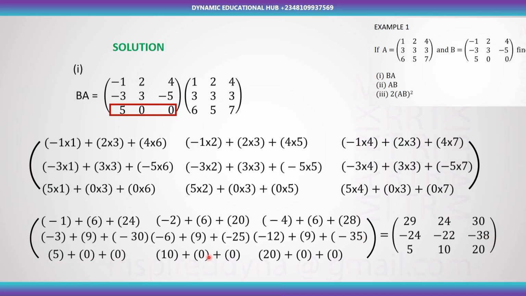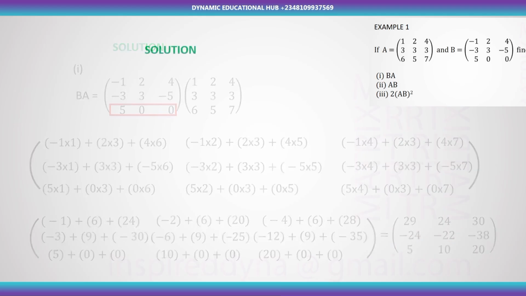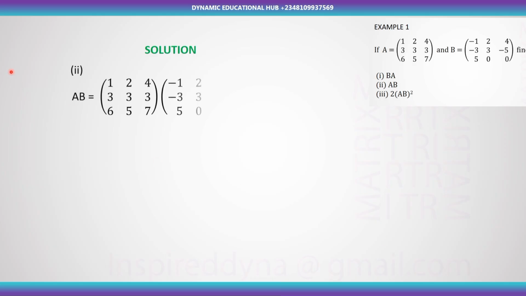5 plus 0 plus 0, 5. 10 plus 0 plus 0, 10. And 20 plus 0 plus 0, 20. We are done with the first question, BA. Now let's check our answer. This is the value for BA. Let's see if we are going to get the same thing with AB. The second question asks us to find AB. Now you have your A first, then you have your B next to it.